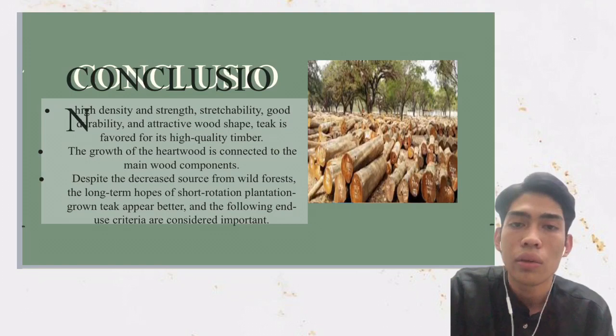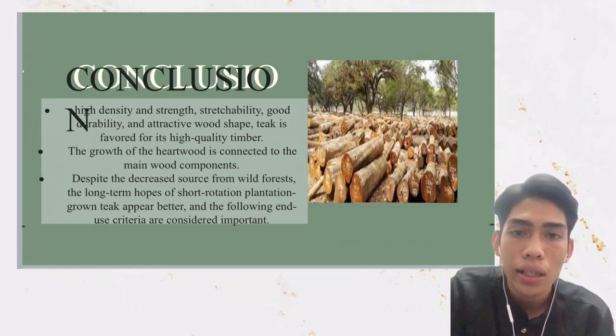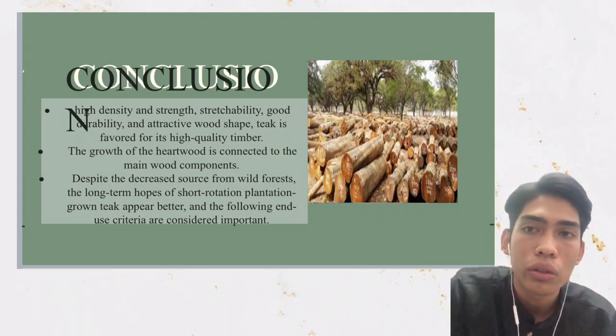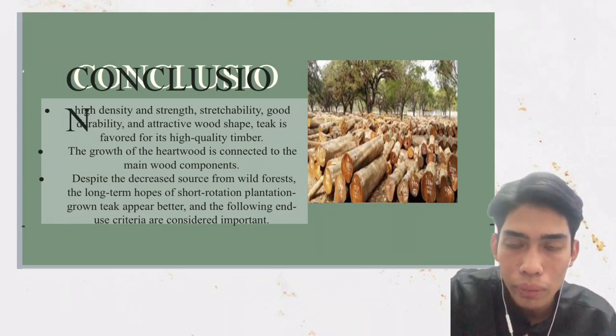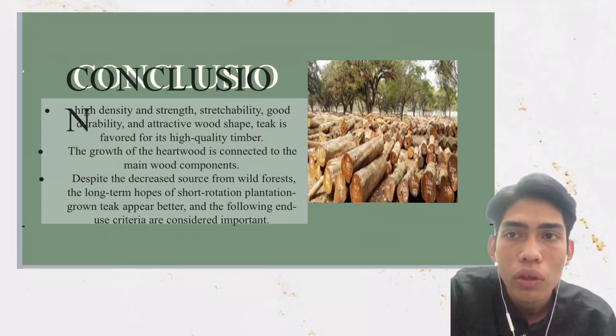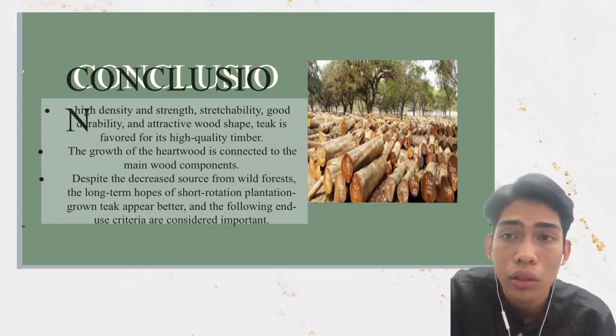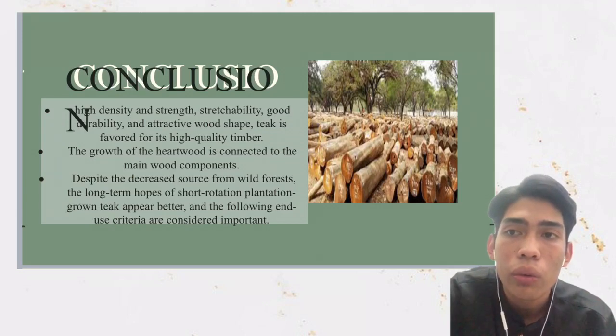The conclusion that our group can make from our research is that teakwood has high density and strength, stability, good durability, and attractive wood shape. Teak is favored for its high quality timber. The growth of the hardwood is connected to the main wood component. Despite the decreased supply from wild forests, the long-term hope of short rotation plantation grown teak appears better, and the following end-use criteria are considered important.